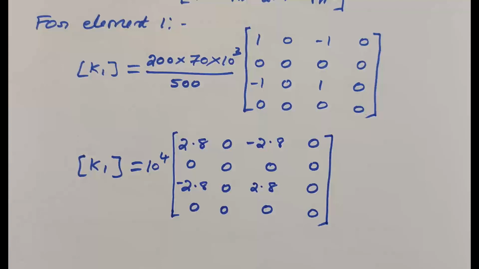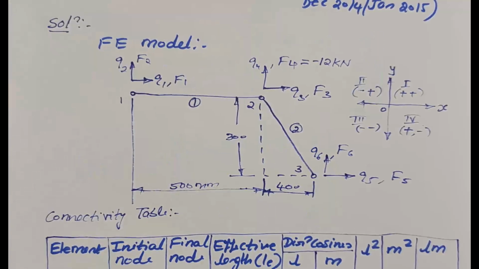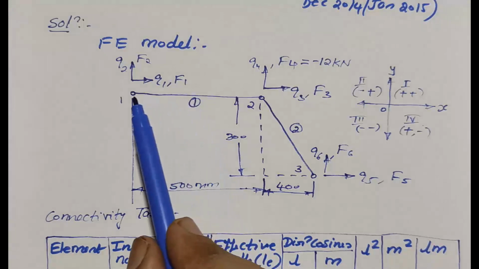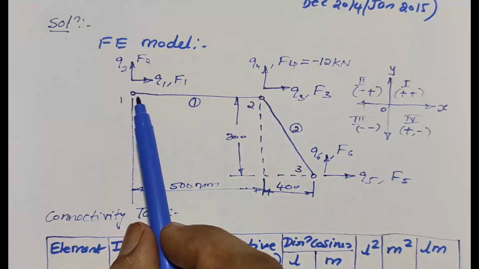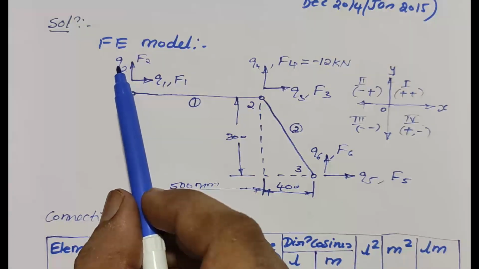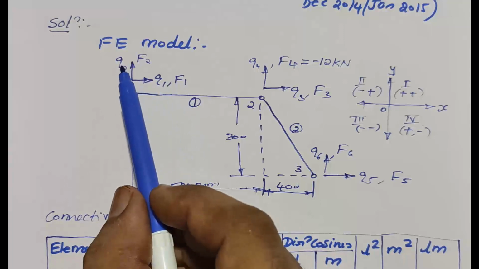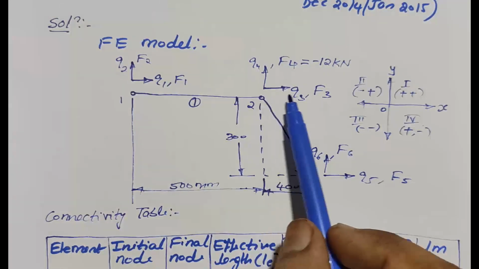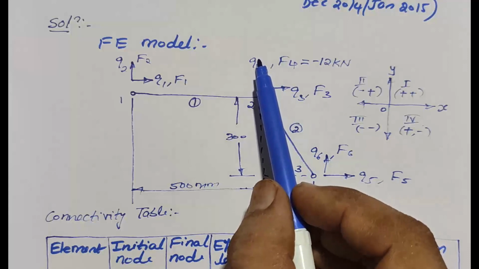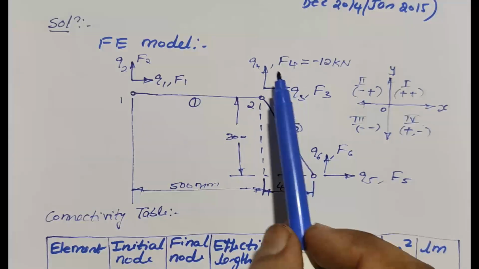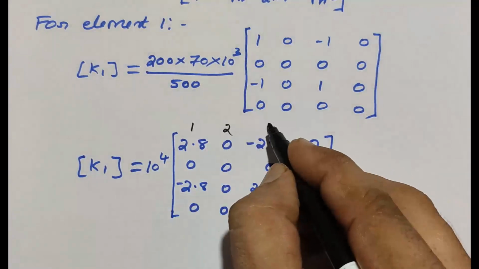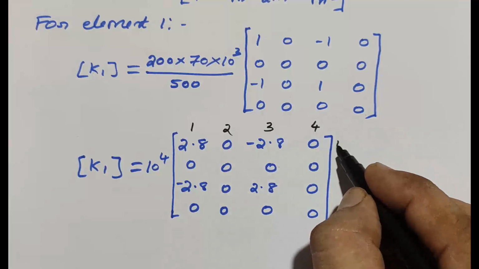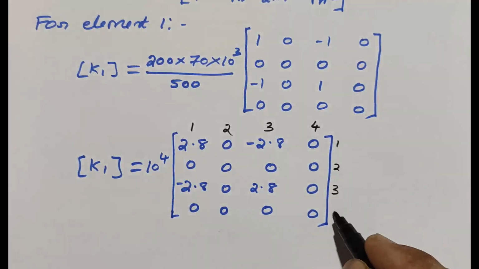Next you have to give the node numbering. For node numbering, you have to see the FE model. Element 1 connects node number 1 to node number 2. For node number 1, the degrees of freedom are Q1, Q2, that is, the displacements are Q1, Q2. And for node number 2, the displacements are Q3, Q4. That's why I have to give the numbers 1, 2, 3, 4. So here numbering will be 1, 2, 3, 4. Here also 1, 2, 3, 4.